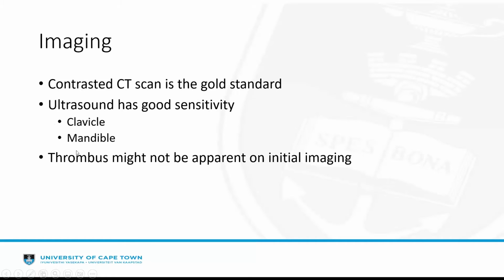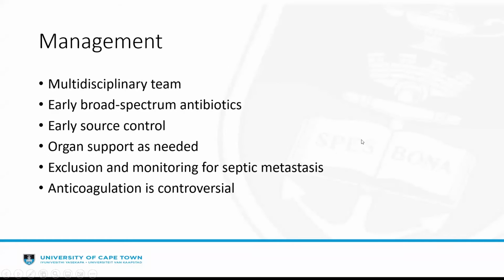It is important to note that when you do initial imaging in a patient presenting, the thrombus might not be apparent on your initial imaging. If the patient continues to progress and your suspicion is quite high later on that the patient might have Lemierre syndrome, repeat imaging will be necessary to see if there's a clot in the internal jugular vein.